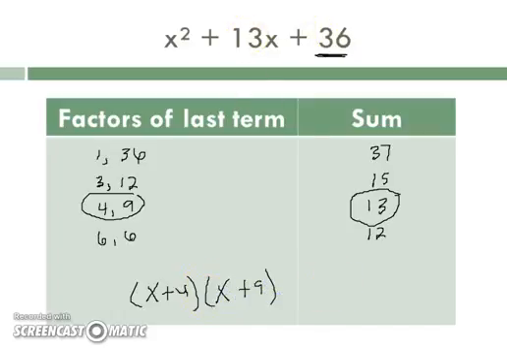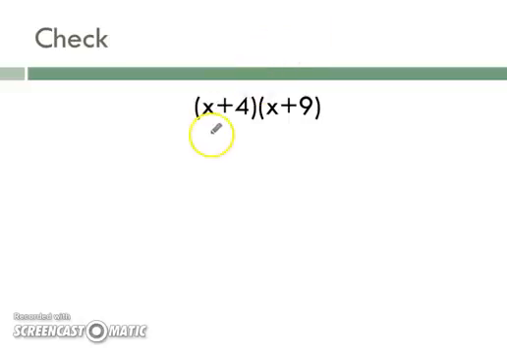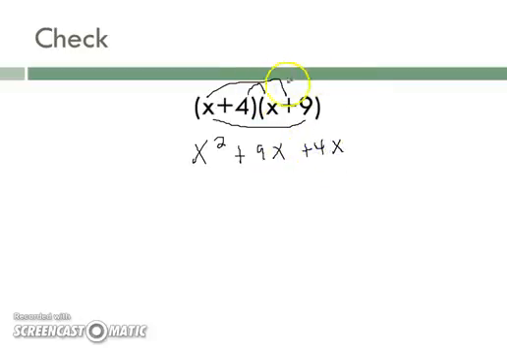And you always want to get in the habit of checking to make sure you did it right. So if we multiply these back through using the FOIL method, x times x is x squared. X times 9 is 9x. X times 4 is 4x. And then 4 times 9 is 36. Simplifying, you end up with x squared plus 13x plus 36. And that matches our original trinomial.